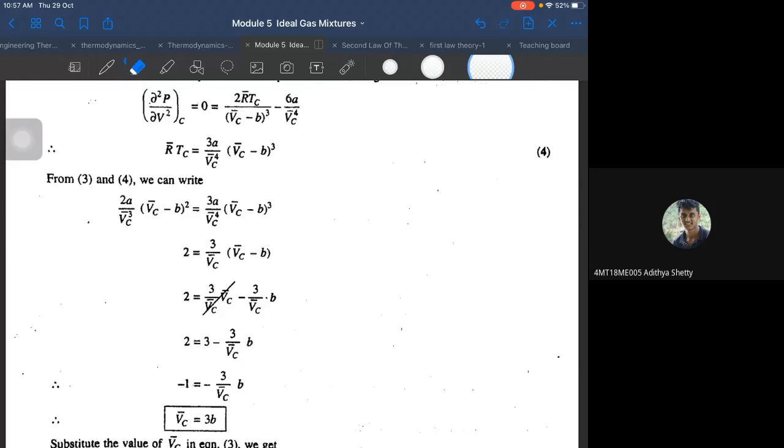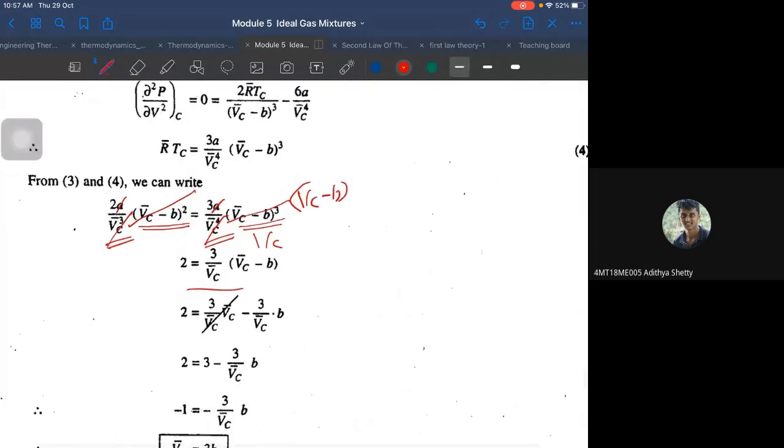When you simplify this, here it is Vc cube and here it is Vc to the power of 4, so it cancels, only Vc remains here. Here it is (Vc minus b) whole square and here it is (Vc minus b) whole cube. I can cancel (Vc minus b) whole square, so that only Vc minus b remains here. Whatever is remaining, I have just written here. Again, a and a get cancelled. Getting it or not?